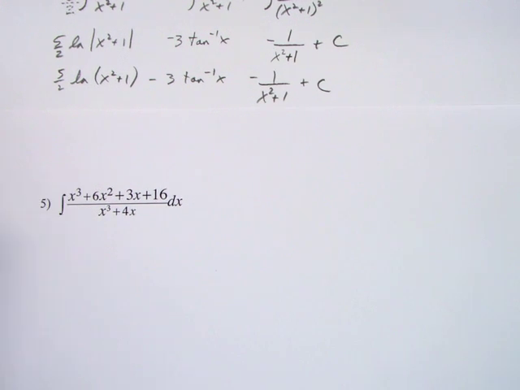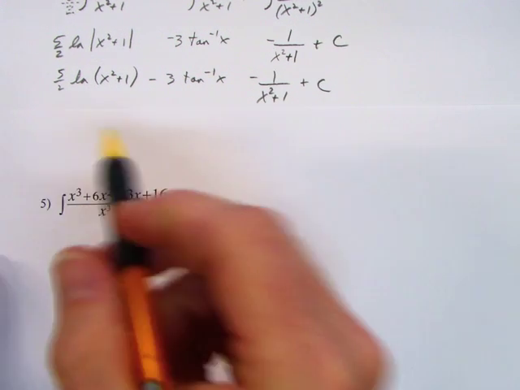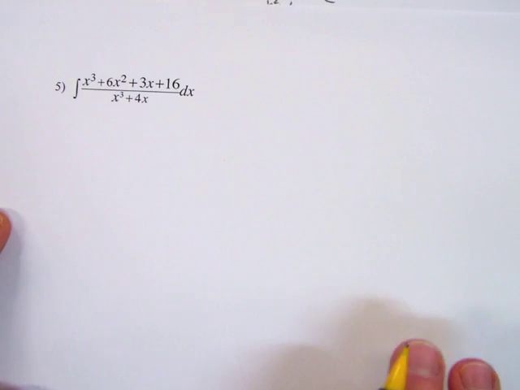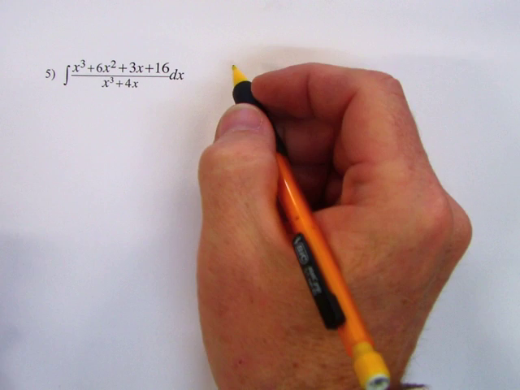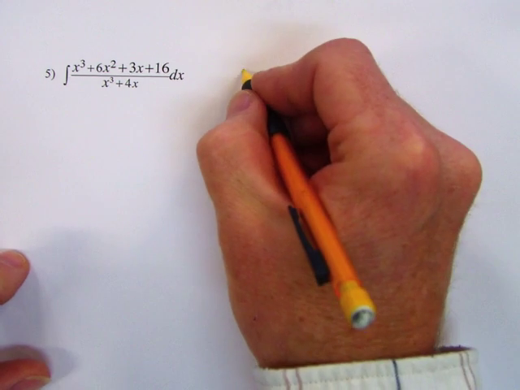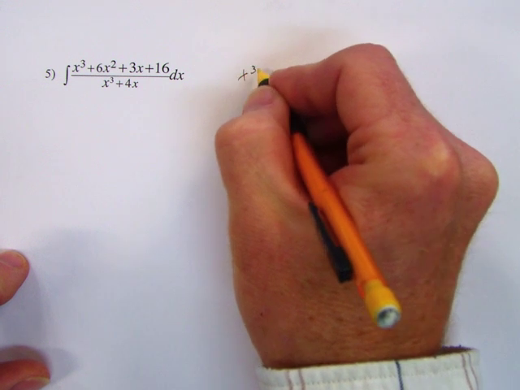So let's take a look here. What's the first thing you notice? The degree on the top is the same as the degree on the bottom. So that means we need to do long division. It's been a while since you've done long division.